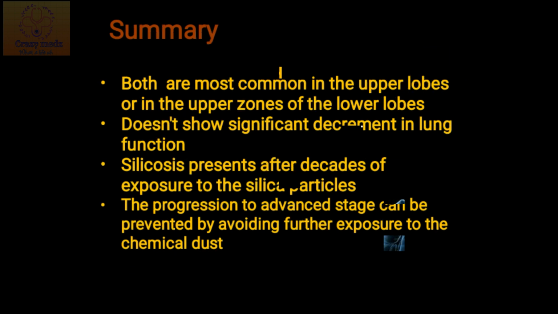Therefore, let's conclude Pneumoconiosis Part 1 with this summary: both coal workers pneumoconiosis and silicosis are more commonly present in the upper lobes or in the upper zones of the lower lobes. They don't show significant decrement in lung function, and silicosis usually presents after decades of exposure to the silica particles, but occasionally heavy exposure over months to a few years can result in acute silicosis. The progression to advanced stage can be prevented by avoiding further exposure to the dust particles.